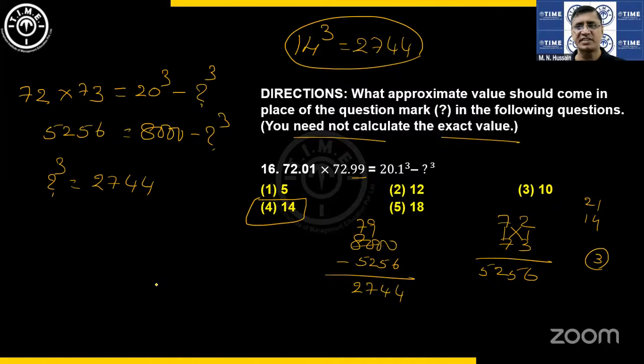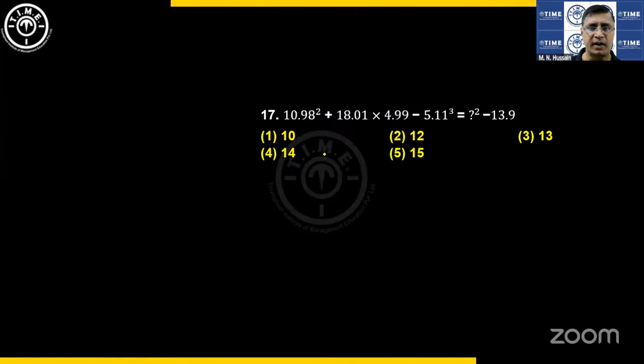Now, moving to the next example, question number 17. 10.98 is close to 11. So 11 square plus 18.01. 0.01 is a negligible part, hence I am ignoring it. Into 4.99. 0.99 means close to 1. So I am taking 5. 4.99 as approximately 5.